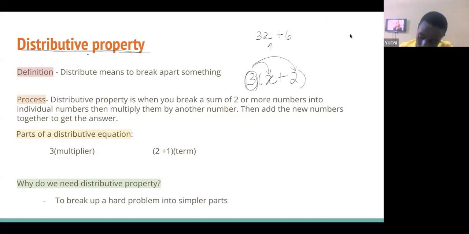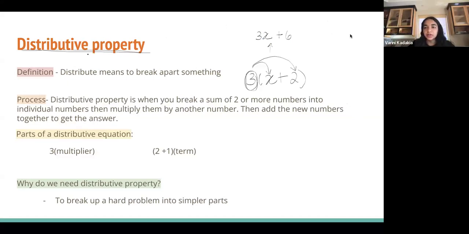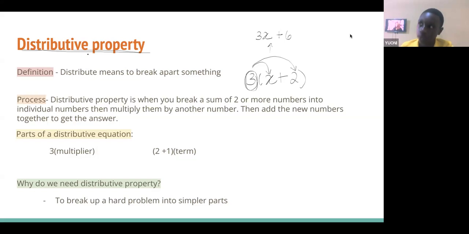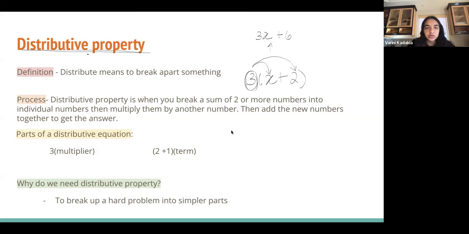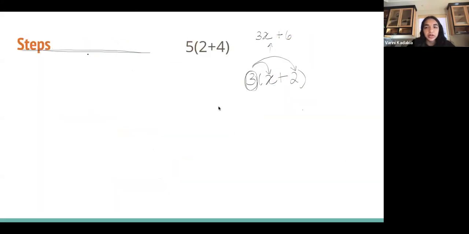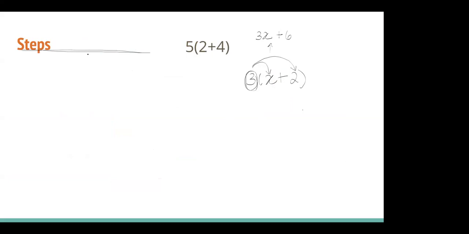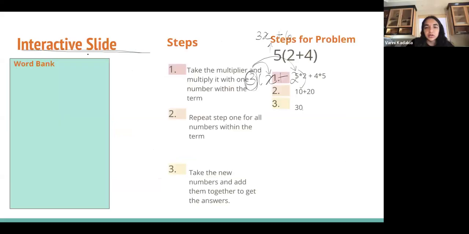Whoever is raising your hand, do you want to unmute? Please, as you are doing the distributive property, will you still factorize the number before you change it back? No, I'll show you an example. This is the type of problem you'll get. It's already coming as factored. Okay. Yeah, so you don't have to factor it.